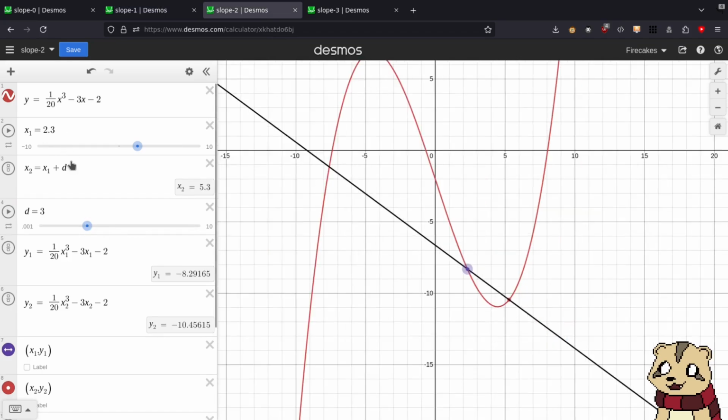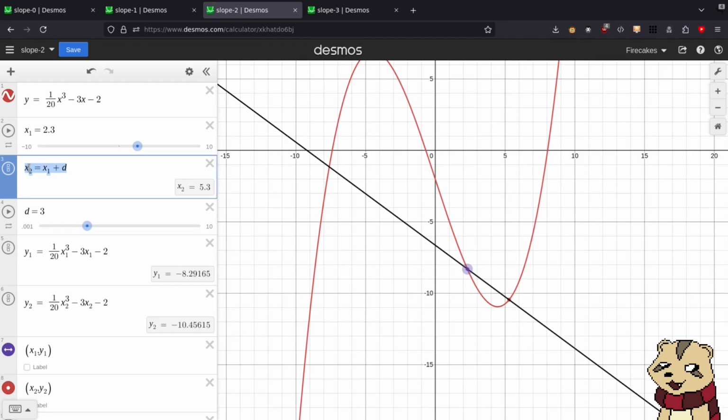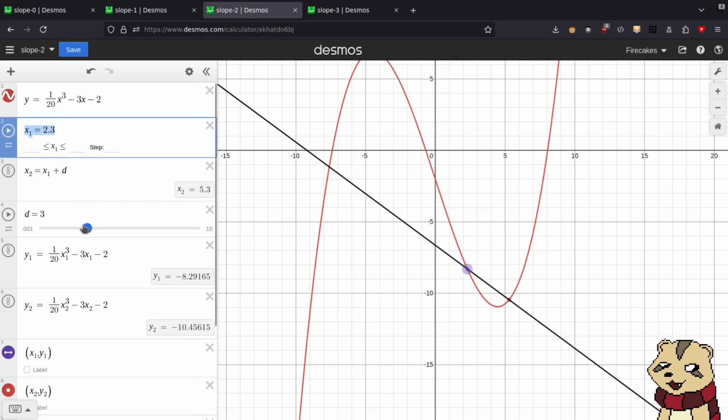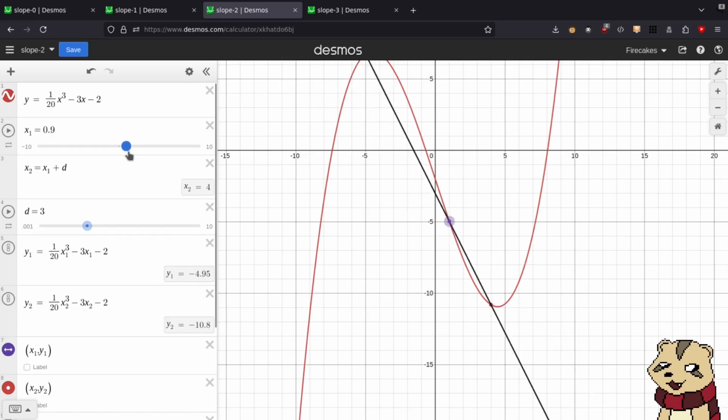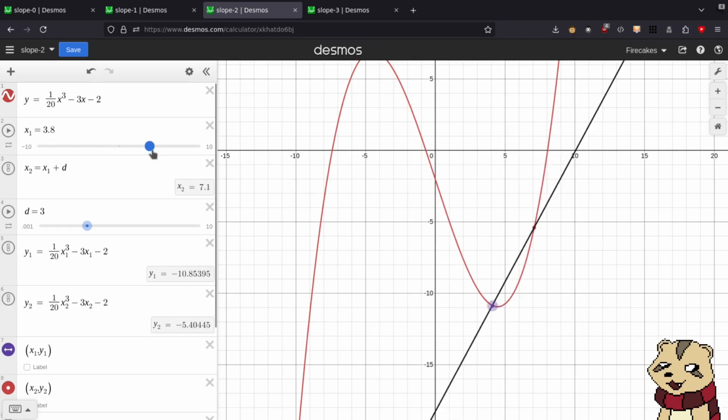So the first takeaway is this. Instead of just picking 2 arbitrary points to draw a slope line through, what we can do is take 1 point and then have the second point be related to the first point, but just some constant distance d away. Here I have x1 just set to whatever, but x2 is x1 plus some distance. Here I have it set to 3. Notice when I move x1, that second point is automatically going to move at a set distance away.